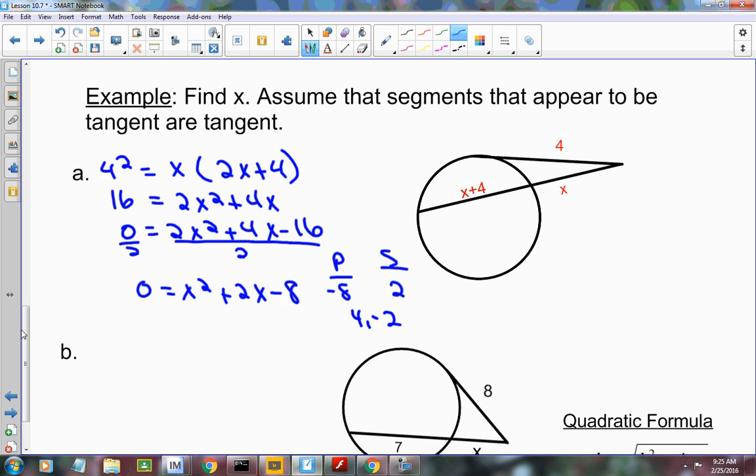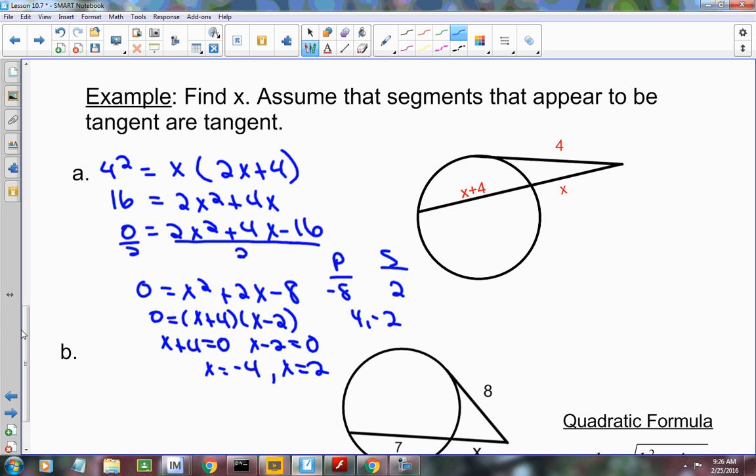Okay, my coefficient is a 1, so I can go straight to my binomials, correct? So it factors into x plus 4, x minus 2. Once I get it factored, I set those factors equal to 0, and my answers are -4 and +2.